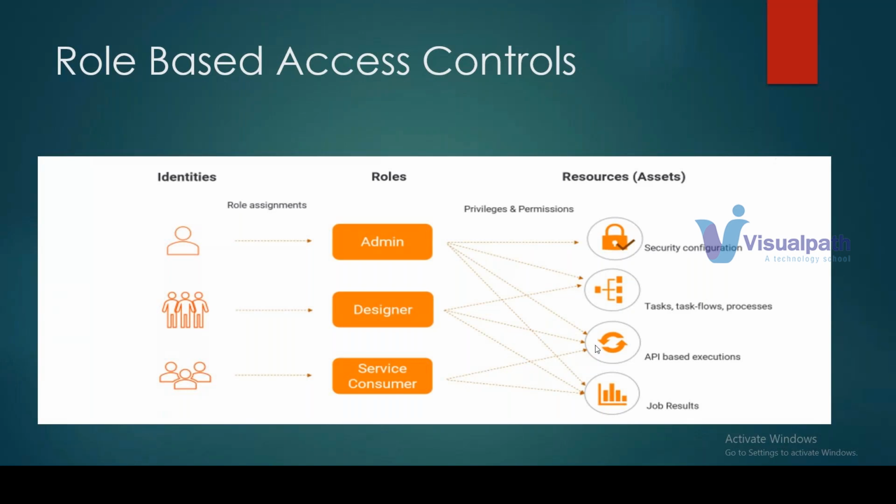For example, an admin is a super user who can do everything. He can set up a security configuration, run a task, run a task flow process, do API-based executions, and view the job results. Whereas a designer can create jobs, tasks, task flows, API-based executions, and job results. Whereas a service consumer, which is more of an operator role, is more on the API-based execution and can monitor job results. There are different roles and different role assignments with the tagged privileges and permissions.